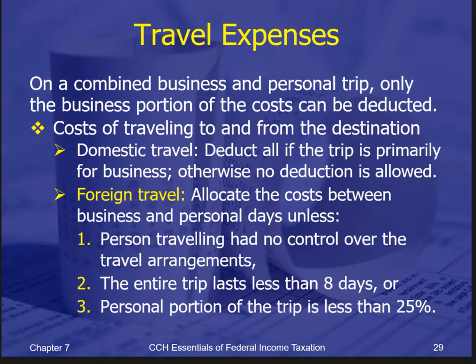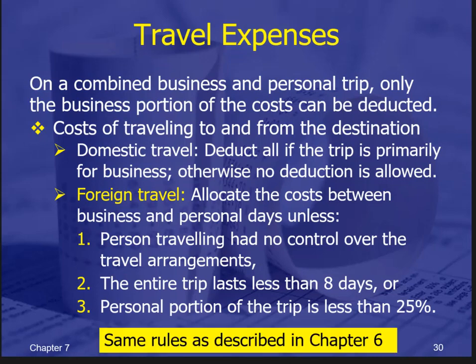Same rules about combining business and personal as we saw earlier. Same rules about foreign travel, more specific, more particular about foreign travel than domestic. Again, you don't have to allocate if it is primarily for business.